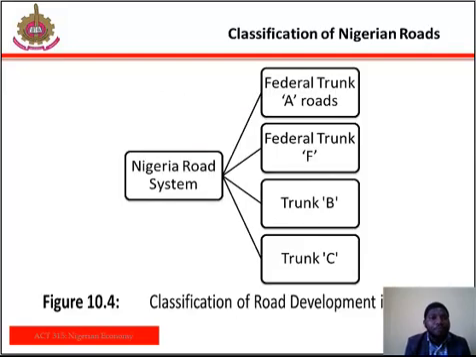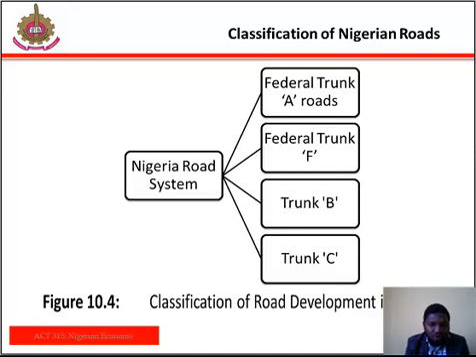Classification of Nigerian roads. Nigerian roads can be classified into four. We have the Federal Trunk A road, the Trunk B road, the Trunk C road, and the Federal Trunk F road. The Trunk A roads are the routes that are owned and maintained by the Federal Government of Nigeria. However, the Federal Trunk F roads are roads that are owned and should be maintained by the states, but have been taken over by the federal government in order to maintain them.